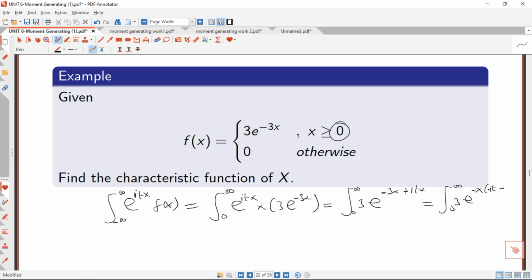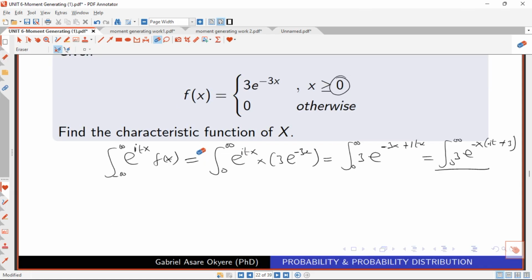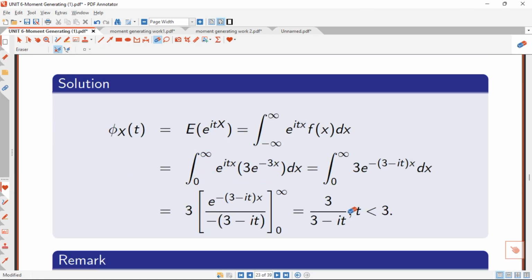Negative it plus 3. So this is what we are going to have, and once we get this, we can integrate. Okay, so I have the solution here. Let's go into the solution sheet to get it very right.